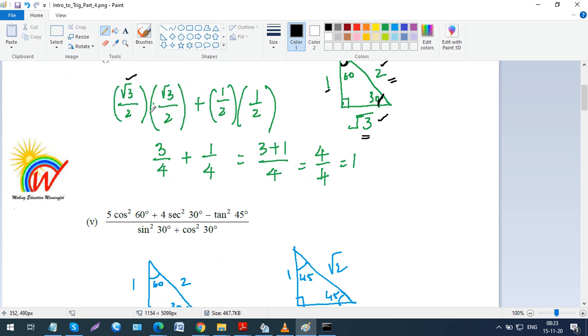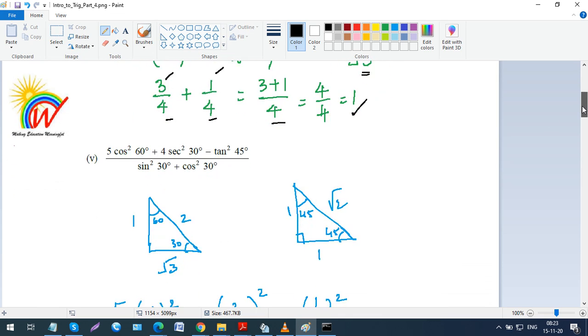So root 3 into root 3 is 3, 2 into 2 is 4, 1 into 1 is 1, 2 into 2 is 4. Now the denominators are the same, so you just write it once and the numerators get added up. 3 plus 1 is 4, so you get 4 by 4, which equals 1.